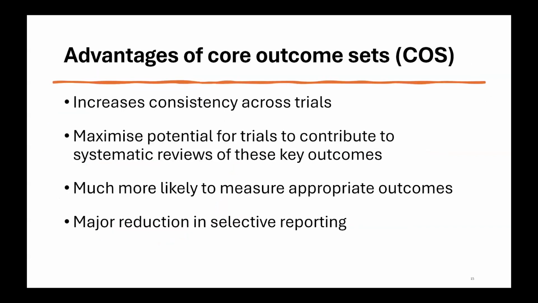So what are the advantages of a core outcome set? Well, they increase consistency across trials. They maximise the potential for trials to contribute to systematic reviews of key outcomes because we can compare and contrast. They are much more likely to measure appropriate outcomes, and that's because, like drug repurposing is a team sport, so is the development of core outcome sets, because you've got these key stakeholders that should be involved in the development of all, and I'll go into that a bit later. And they can also lead to major reduction in selective reporting, because if you're measuring these core outcomes, you're then reporting on them.